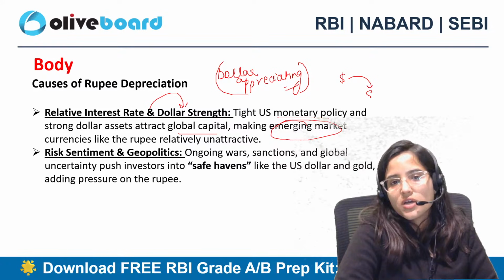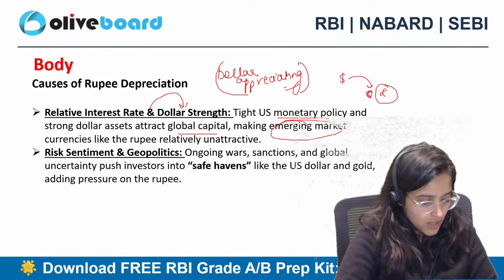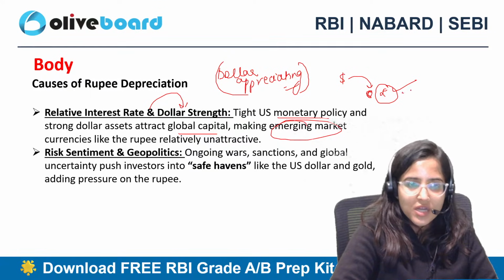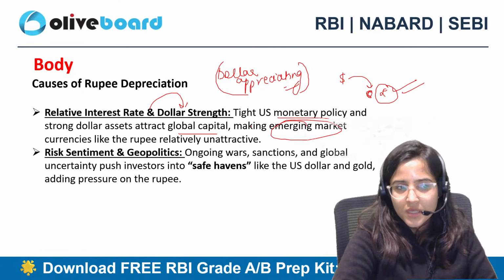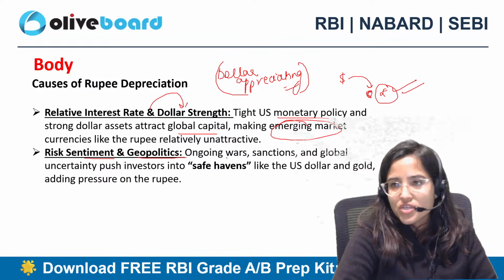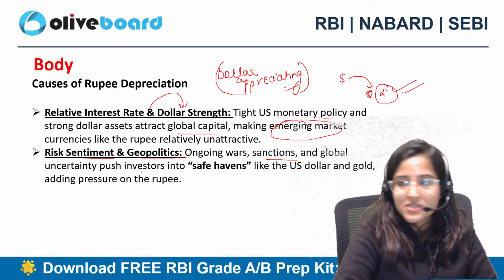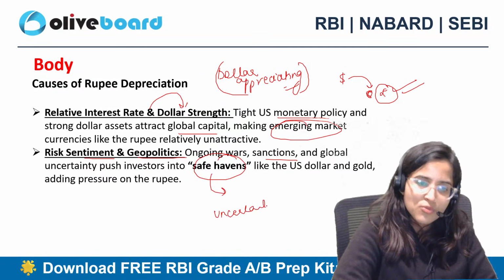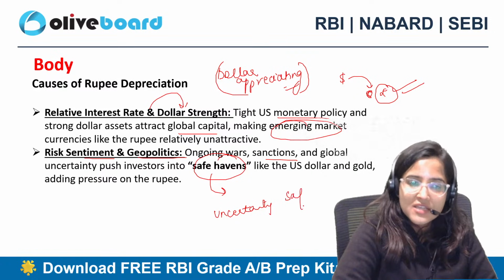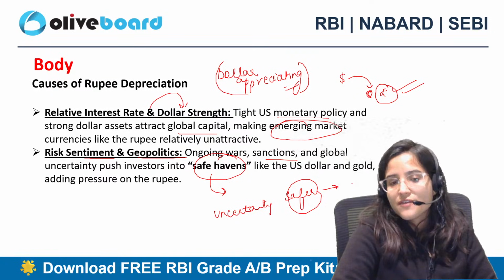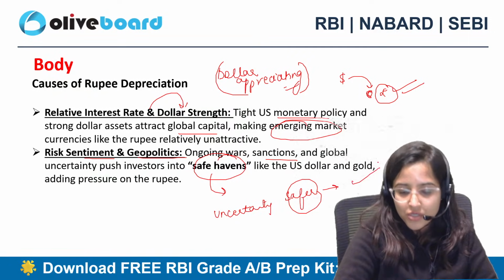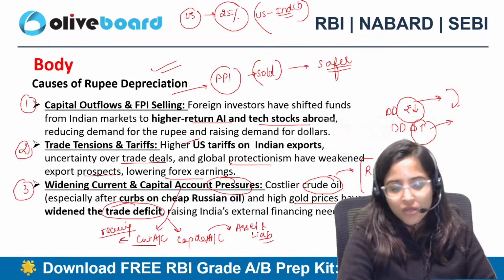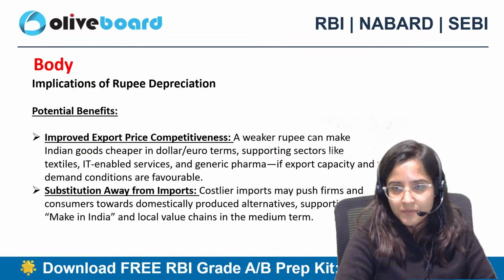That is why जो rupee जैसे currencies हैं वो impact होते हैं. Risk sentiment and geopolitics. Ongoing war, sanctions, global uncertainty push investors into safe havens. अब जब इतनी ज्यादा global uncertainty रहेगी तो सब लोग shift किस पे करेंगे? Safer assets पे, safer currencies पे जैसे US dollar and gold. तो rupee पे pressure फिर बढ़ेगा. So 4 to 5 points you could have written under your causes of rupee depreciation.